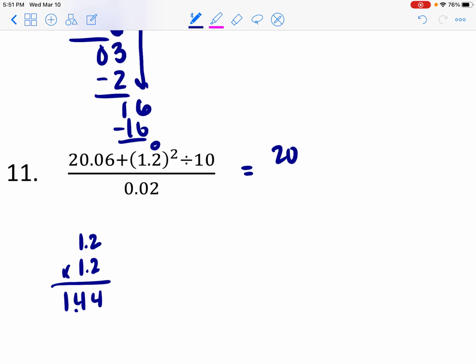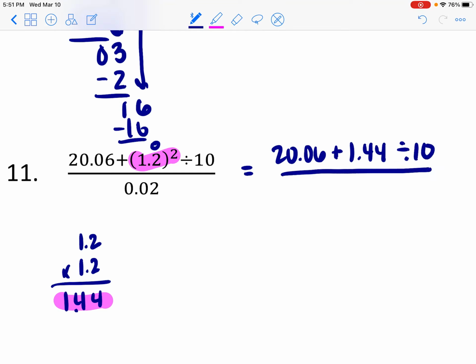So I have 20.06 plus the 1.2 squared becomes 1.44, and that's divided by 10, and all of that is over 0.02. So in the top of the fraction, division has to happen before addition. So I'm going to take care of the division part next. And 1.44 divided by 10. So we said move the decimal this way once if we're multiplying by 10. Guess what happens if we divide by 10? Well, the decimal is going to end up going the other direction. If you don't believe me, let me show you.